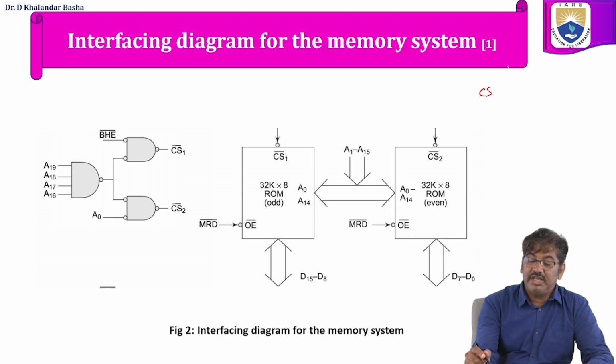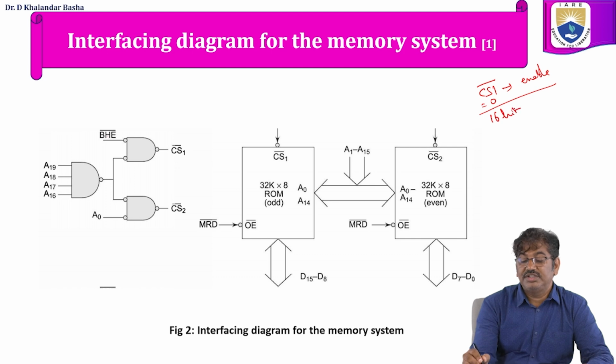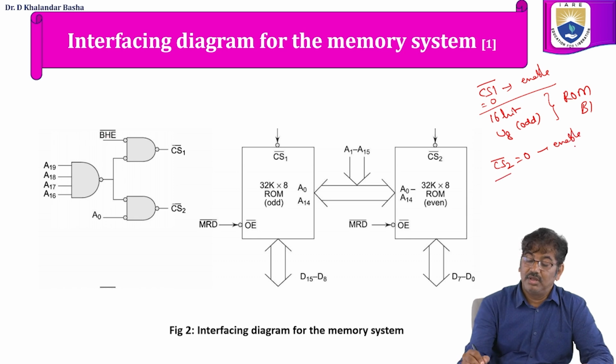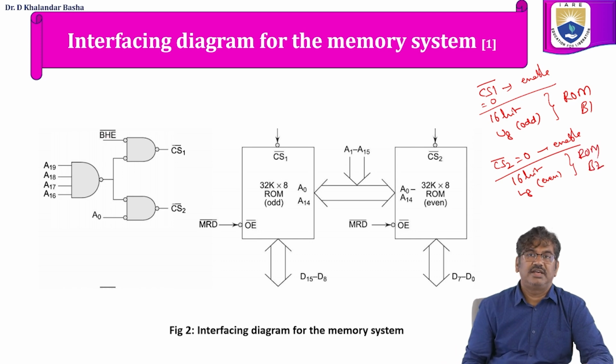So, when CS1 will be enabled, as it is an active low signal, we have to pass 0. Whenever it is enabled, the transaction may be either a 16-bit data transfer or the upper 8 bits from the odd address. So, these correspond to block 1. Next, chip select 2. Whenever it is 0, that indicates it is enabled. When it is enabled, it may be either a 16-bit data transaction or lower 8 bits with even address. Then RAM block 2 will be selected.